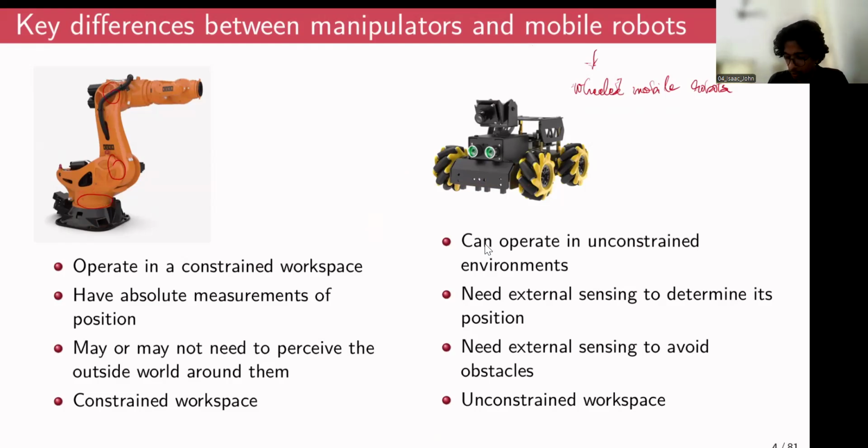But in case of a mobile robot, you actually need external sensing to determine its own position, right? Because a mobile robot has an unconstrained workspace. So the main challenge of a mobile robot is to identify its own position within the workspace, right?